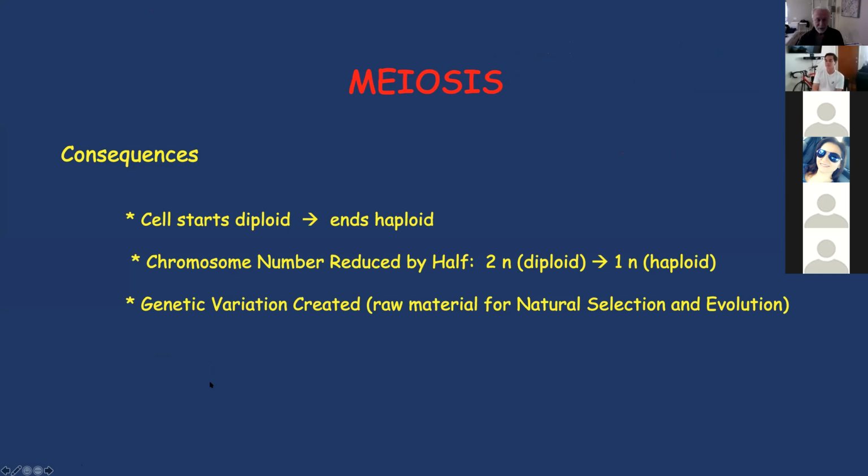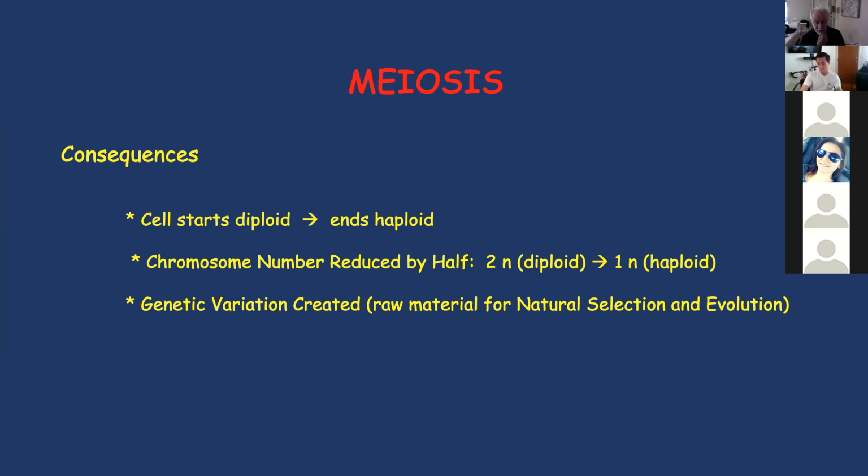Okay, so we've talked about mitosis and how it occurs. Now let's consider meiosis, which is a bit more complicated, quite a lot more complicated. The consequences of meiosis: the cell starts as a diploid and it ends as a haploid. The chromosome number is reduced by half from 2n diploid to 1n haploid.